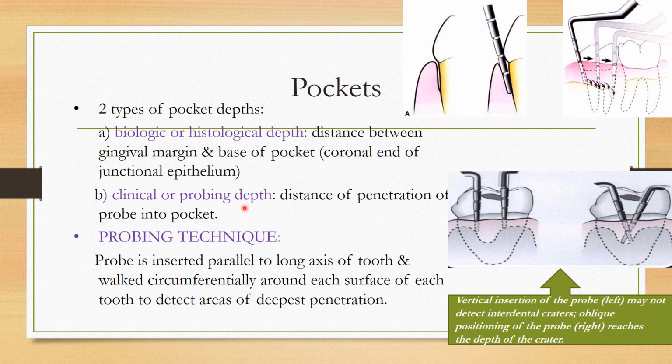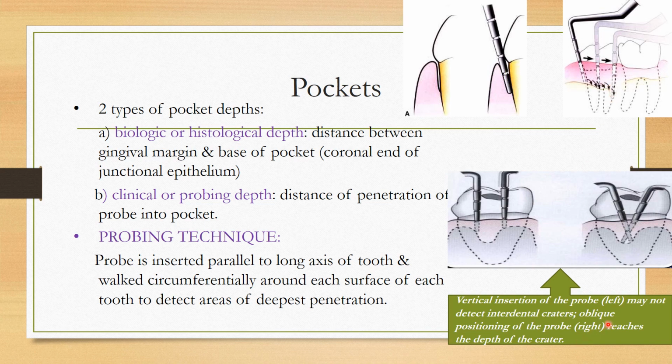For the clinical probing depth, it is the distance to which the probe gets penetrated. As you can see, how much it gets penetrated is the clinical probing depth. The probing technique is called walking the probe, that is the probe is inserted parallel to the long axis of the tooth and walked circumferentially around each surface of the tooth to detect the deepest penetration. For concavities, you can place it obliquely and find out the depth of the intra-bony defects. Walking the probe, stepping into each area circumferentially, lets you detect the deeper areas and defects.